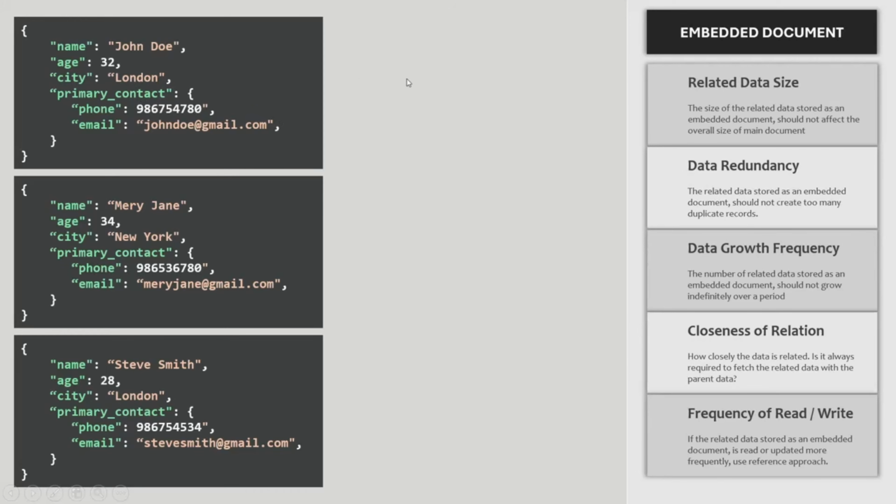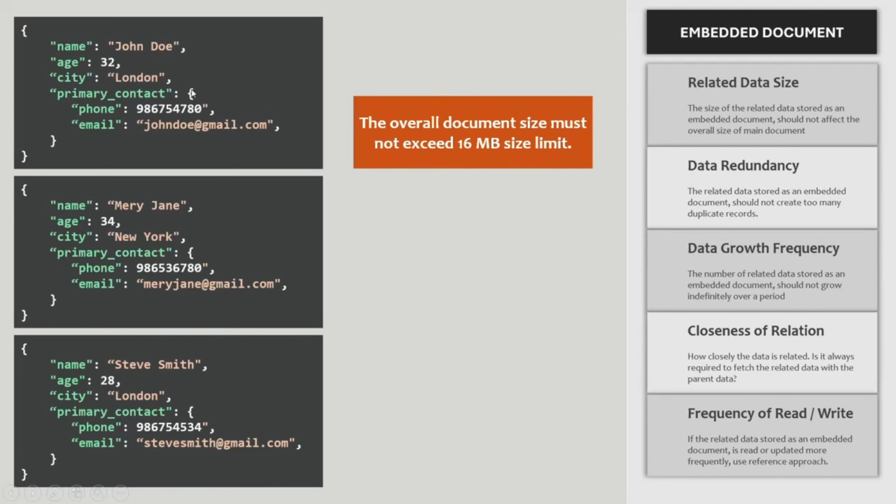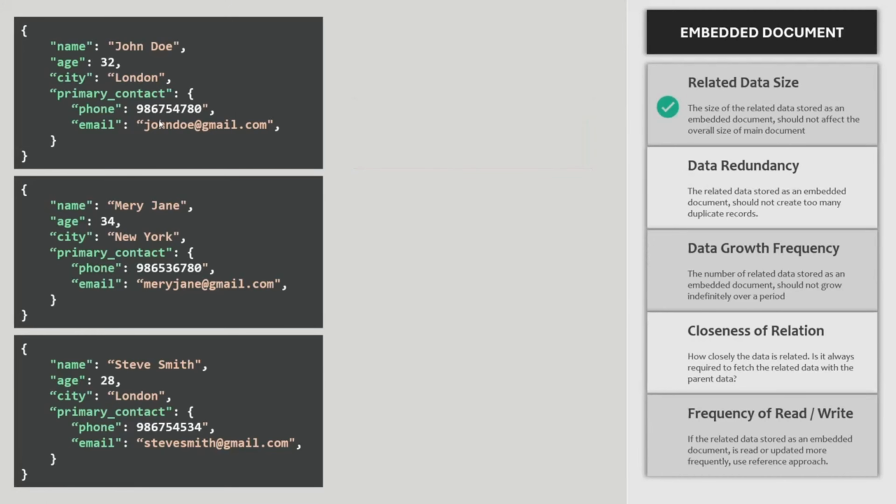For that, first we are going to check the embedded document data size. Here, this embedded document data size is not going to be much because we are only storing two fields, phone and email. And these two fields are also storing simple values like number and string. So the size of this embedded document is not going to be too much to affect the overall document size. So in that regard, this embedded document approach is fine.